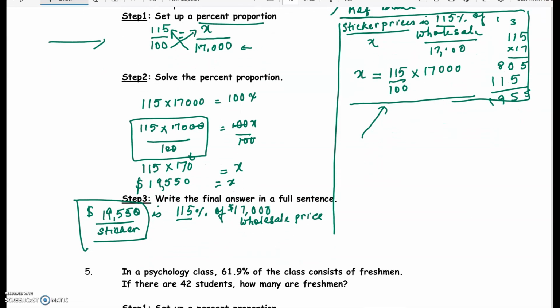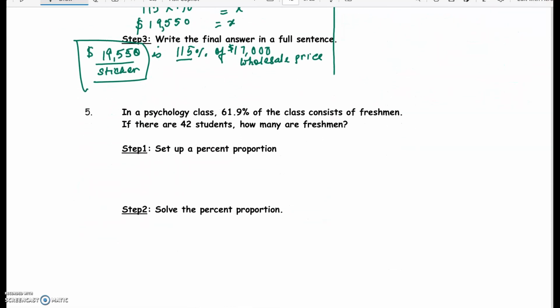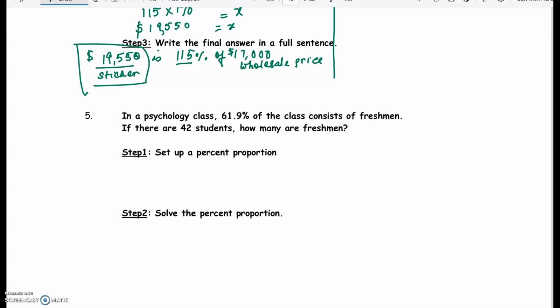Now, in a psychology class, 61.9% of the class consists of freshmen. If there are 42 students, how many are freshmen? So we set up the proportion. In a psychology class, 61.9% of the class consists of freshmen. So 61.9%. So we're setting up a percent proportion. Proportion is ratio on the left equals ratio on the right. Fraction on the left equals fraction on the right.